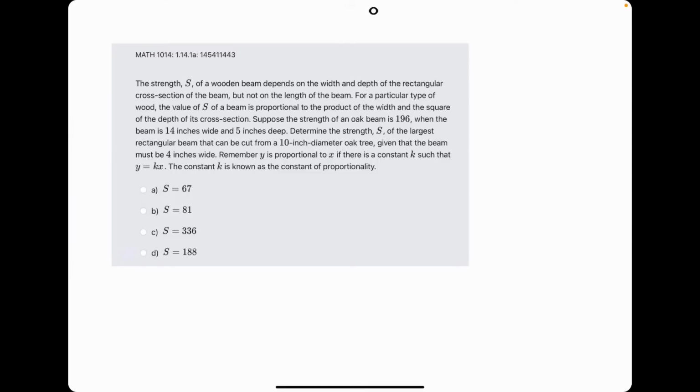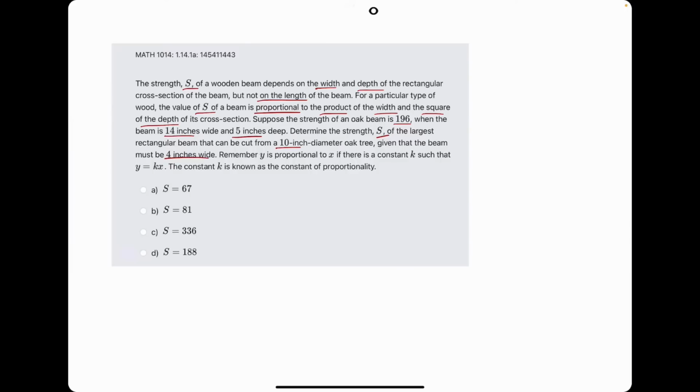Okie dokie. In this problem, they tell us the strength, S, of a wooden beam depends on the width and the depth of a rectangular cross-section of a beam, but not on the length of the beam. For a particular type of wood, the value of S is proportional to the product of the width and the square of the depth. It's very wordy, but we'll talk about that. Suppose the strength of an oak beam is 196 when the beam is 14 inches wide and 5 inches deep. Determine the strength of the largest beam that can be cut from a 10-inch diameter oak tree, given the beam must be 4 inches wide.